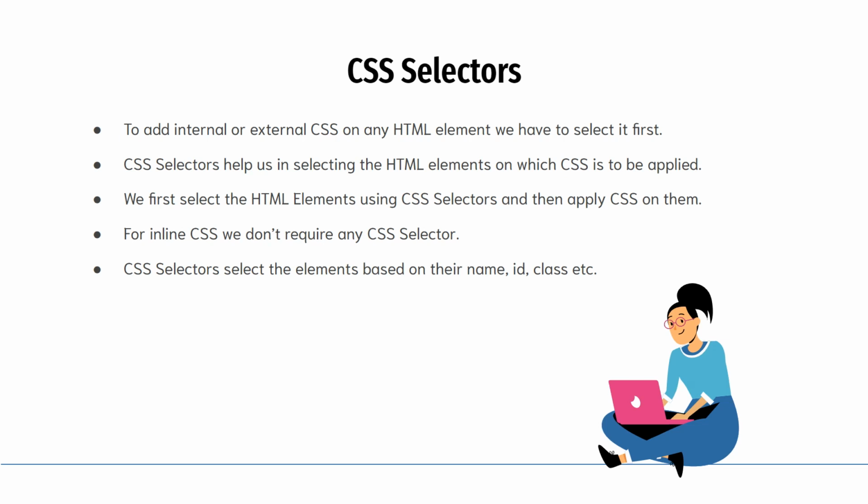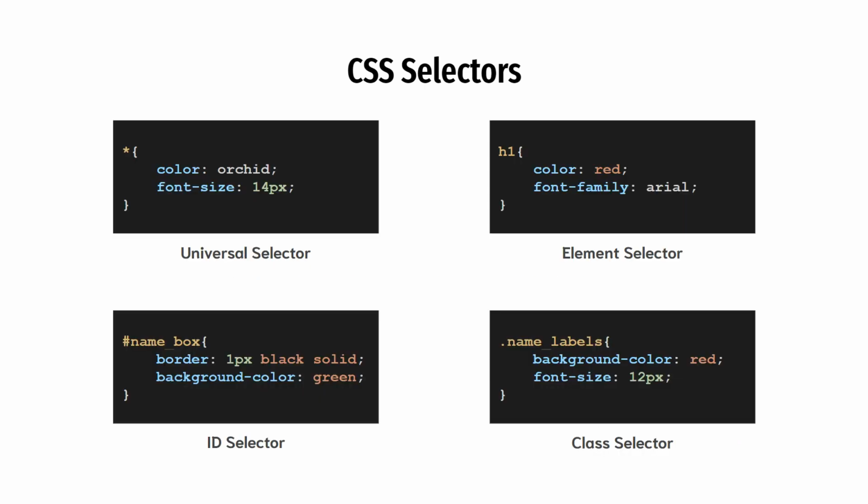For inline CSS, we don't require any CSS selector because we write the CSS inside the starting tag of that element and it is automatically applied to that element. The CSS selectors select the elements based on their name, ID, class, etc. So in this course, we will see 4 basic types of CSS selectors.